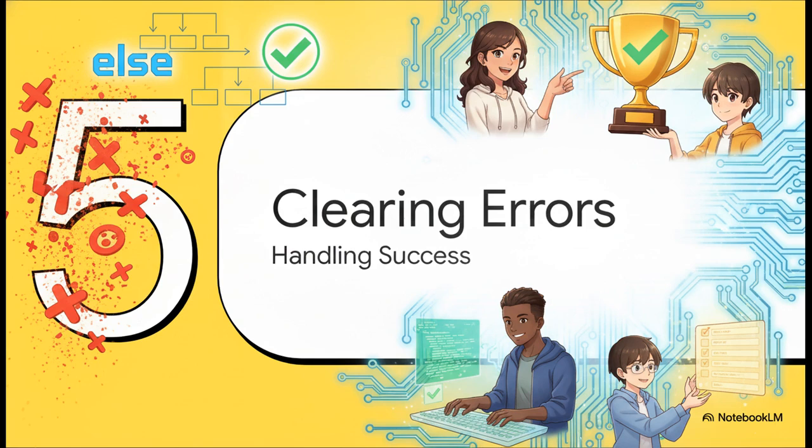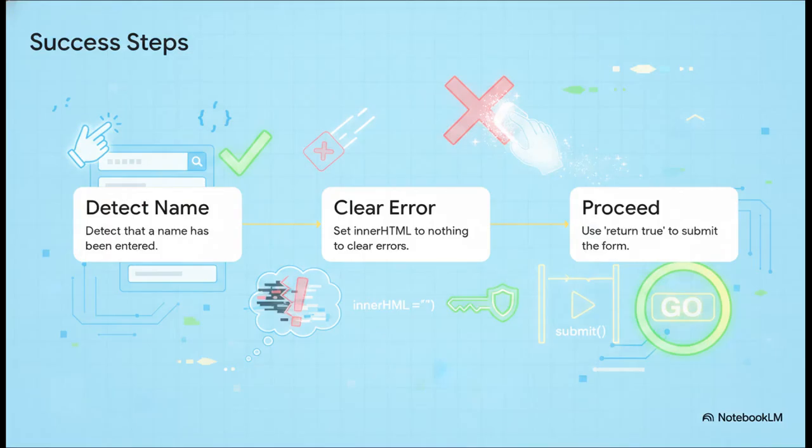Section 5. Clearing errors and success. But what about the flip side of the logic? We need an else block to dictate what happens when the user actually does things right. Step 1. The script detects that a name has been entered. The string is no longer empty. Step 2. We take that message div, but this time we set its inner HTML to equal nothing, just an empty string. This clears out any previous error messages.